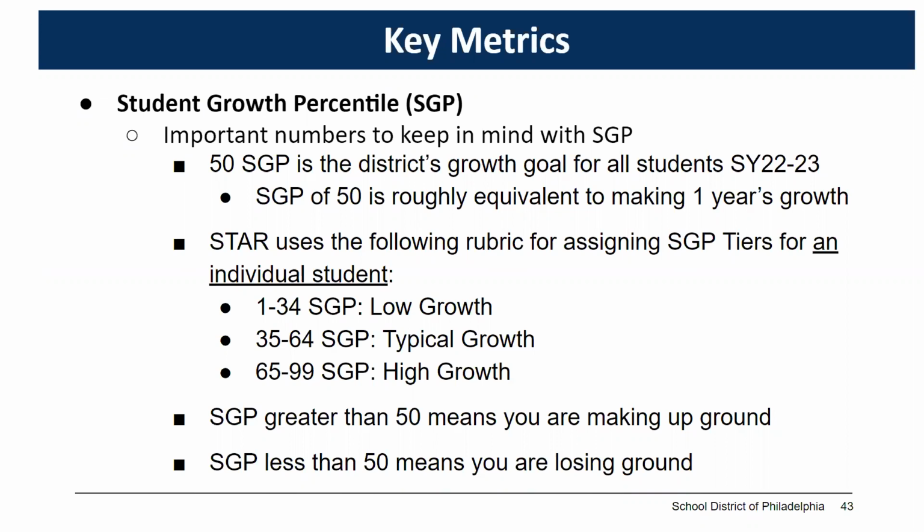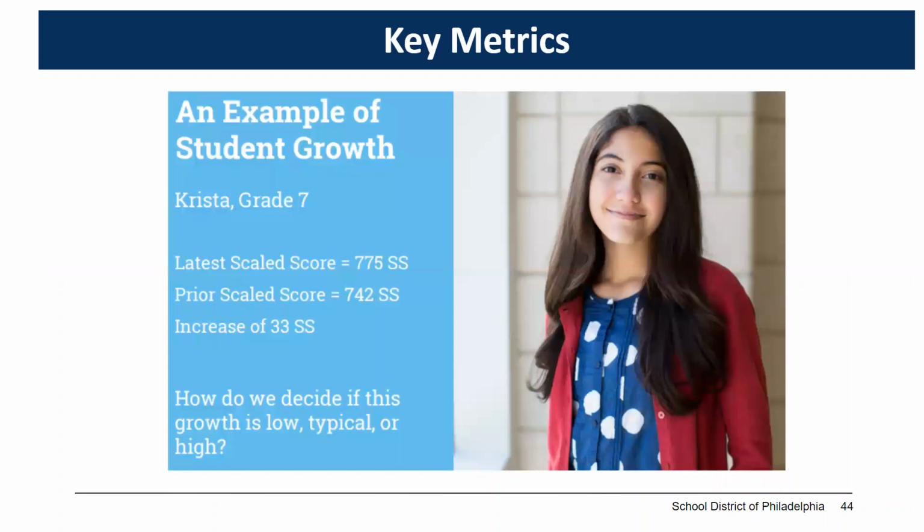So let's look at an example of how SGP is calculated. This is Krista. She is a 7th grade student. Krista took a STAR CAT in the winter and scored a scale score of 775. In the fall, she had scored a 742 scale score. So between the fall and the winter, Krista grew 33 points. However, without more context, we have no way of knowing whether Krista grew a lot or a little. So this is where SGP comes into play.